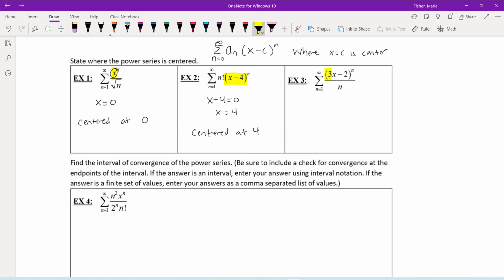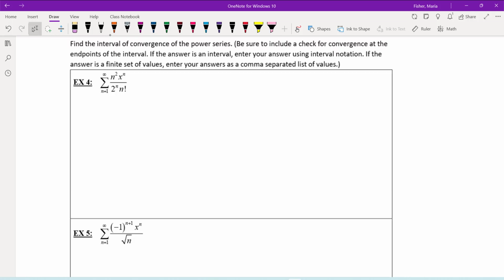Our last one, I set 3x minus 2 equal to 0, and I solve for x. Here, I end up with x equal to 2/3. That means I'm going to be centered at 2/3. So you're always centered at whatever value is with x. If there's no number with x, then you know that you're centered at 0. If there's a number in that parentheses with x, or numbers, like in example 3, set that expression equal to 0, solve for x, and that's where you're centered at. Let's look at the next 4 examples where we're trying to find the interval of convergence of the power series.